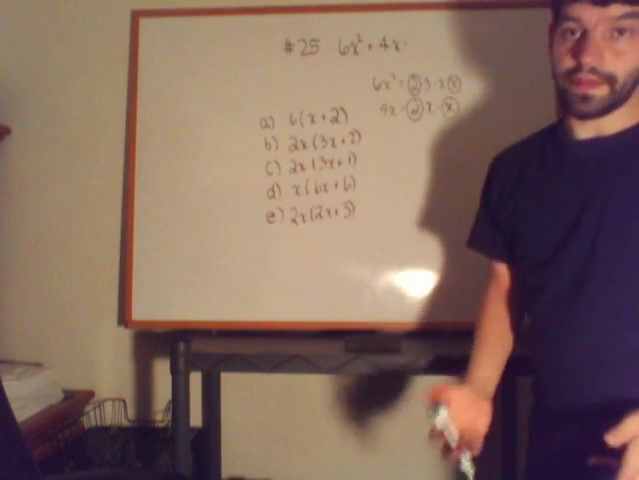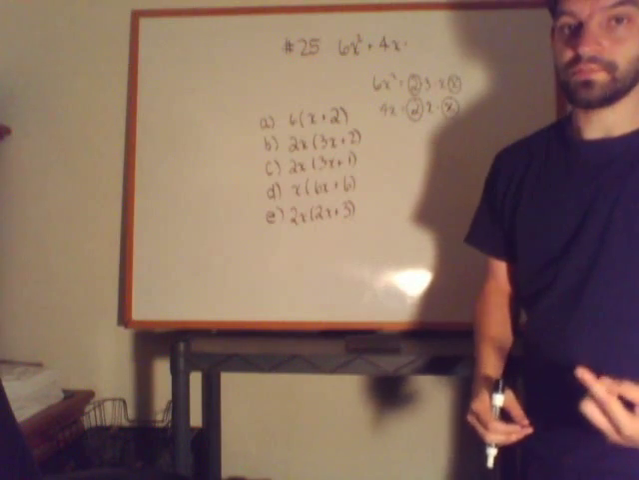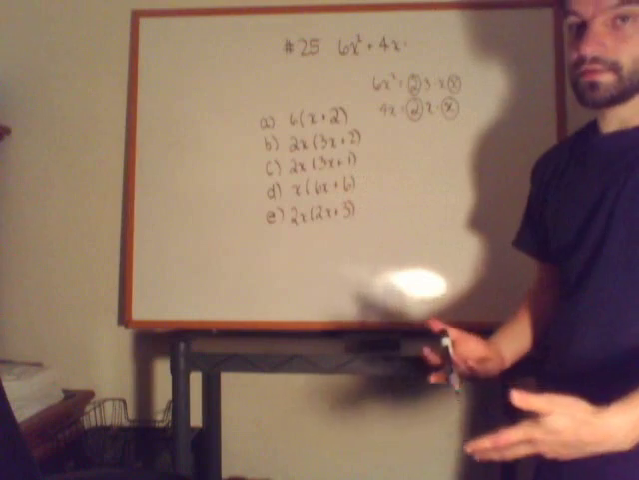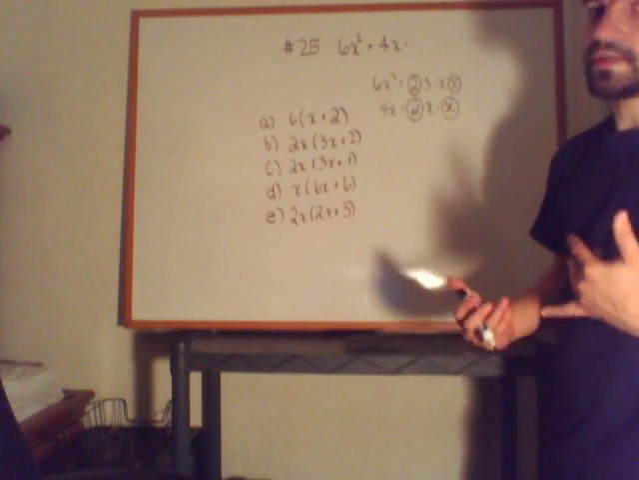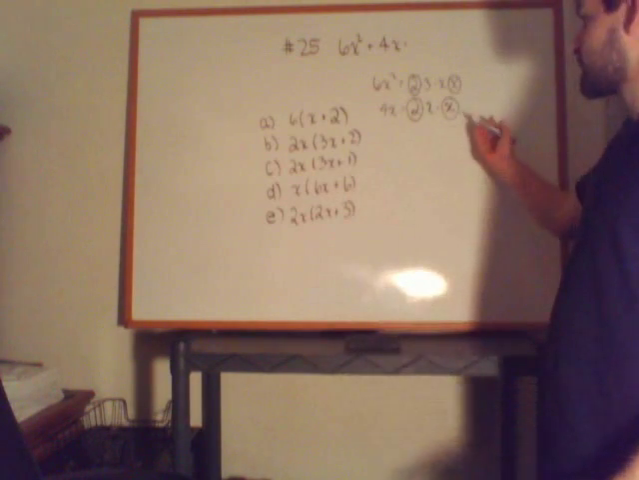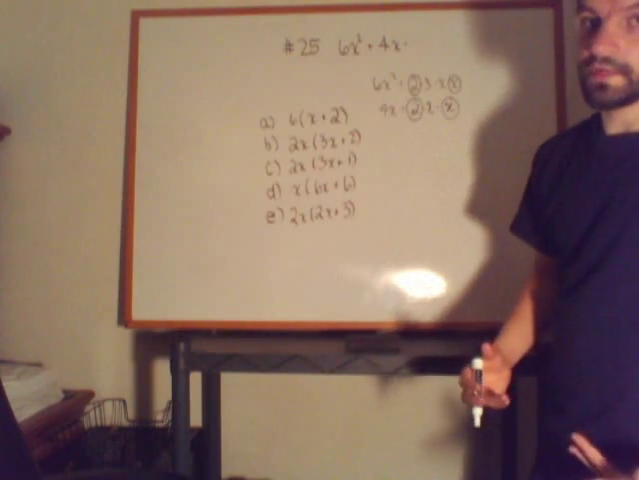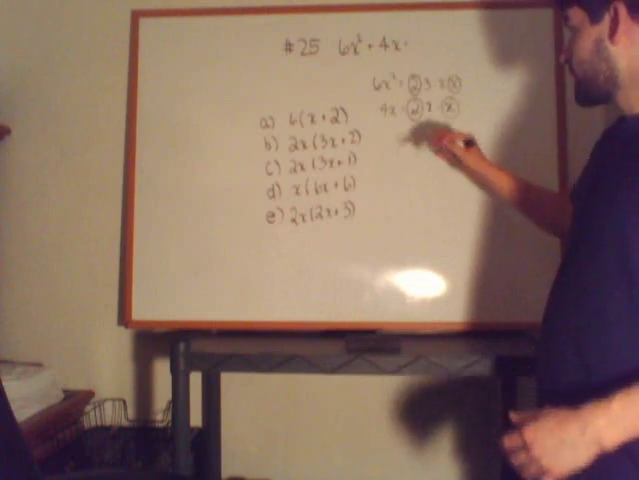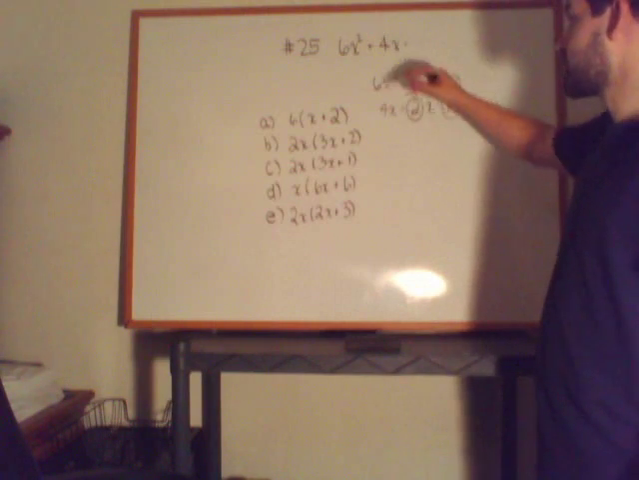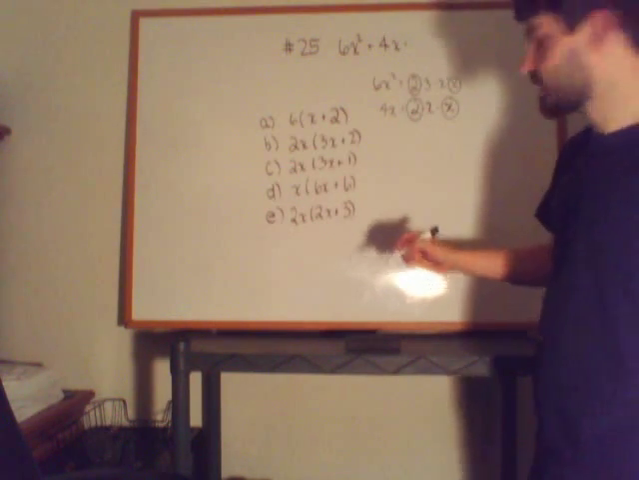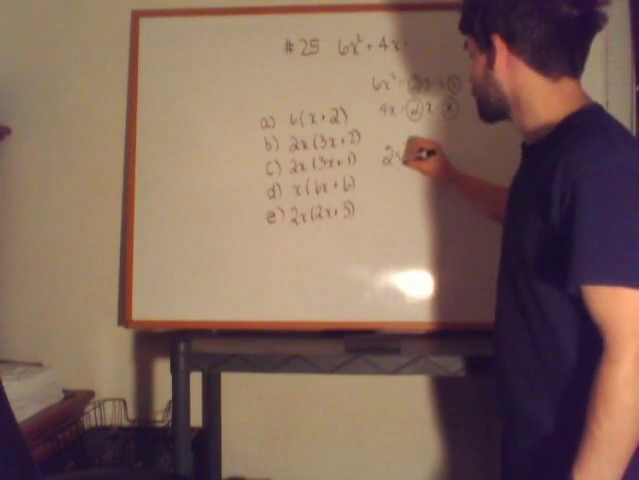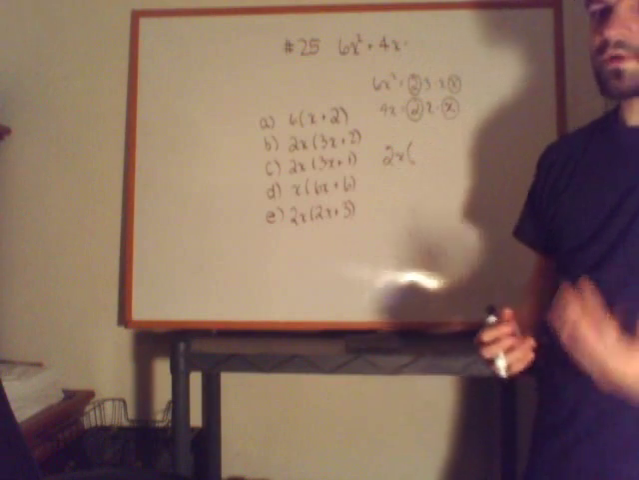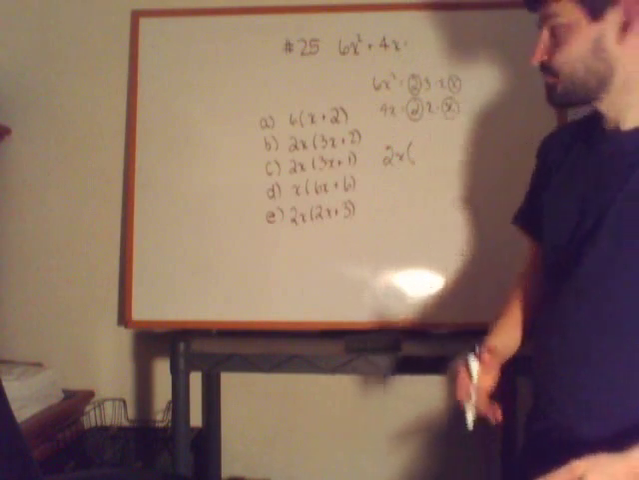I can't circle both x's because there's only 1x present in 4x. If I had 2 x's present in both, then I could circle both x's. But since I only have one x in the second term, I can only circle 1, to say that there's only 1x in both of them. So this is what I have in common: 2x in each of these expressions. That means I can take that and set it as the greatest common factor. Then what I have to do is determine what I have left in each of the terms.